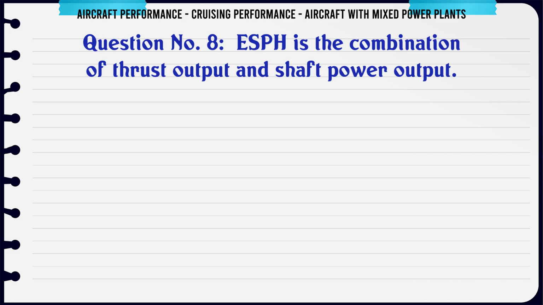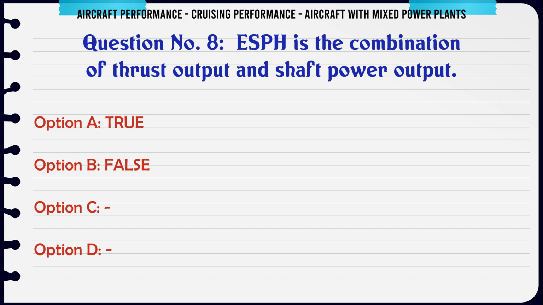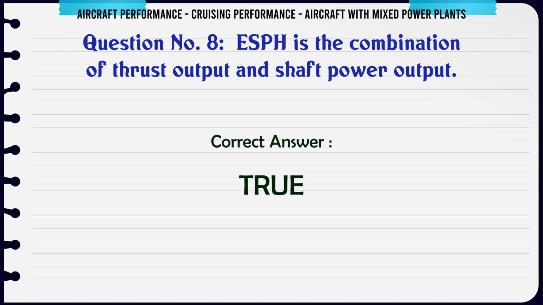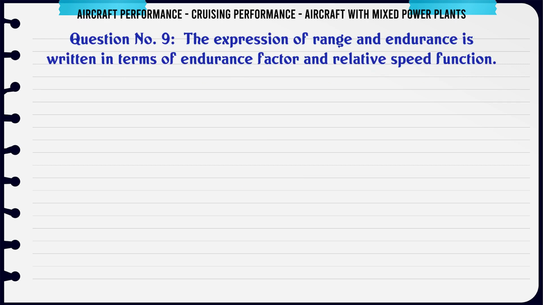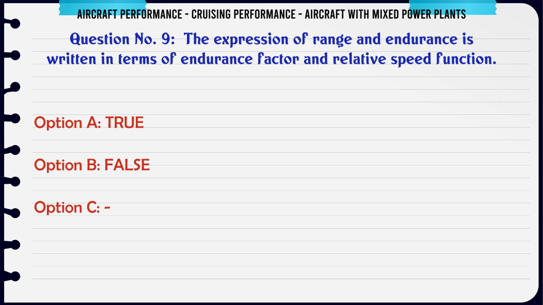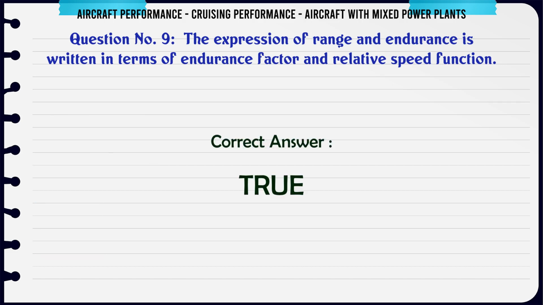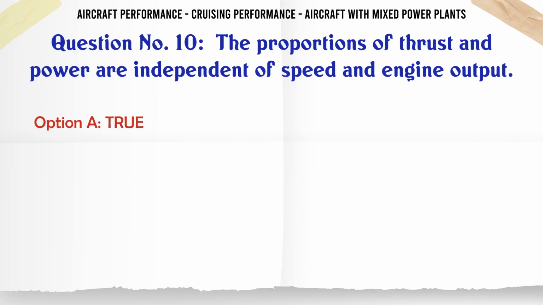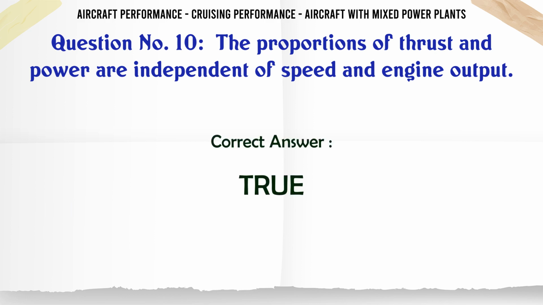ESHP is the combination of thrust output and shaft power output. A. True. B. False. C. D. The correct answer is true. The expression of range and endurance is written in terms of endurance factor and relative speed function. A. True. B. False. C. D. The correct answer is true. The proportions of thrust and power are independent of speed and engine output. A. True. B. False. C. D. The correct answer is true.